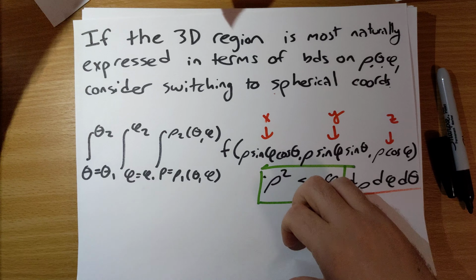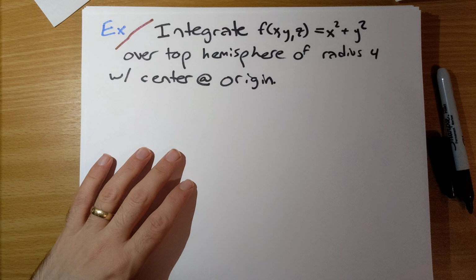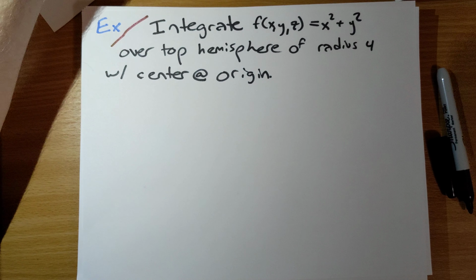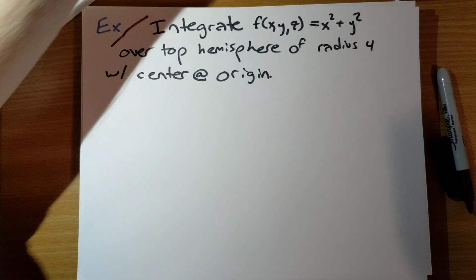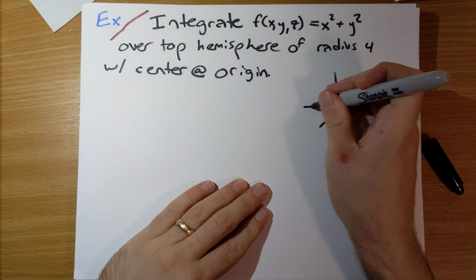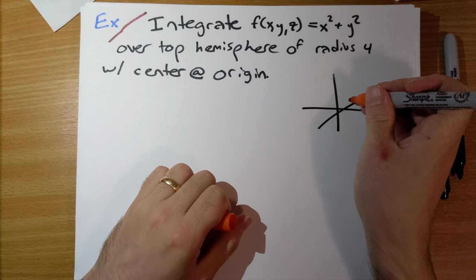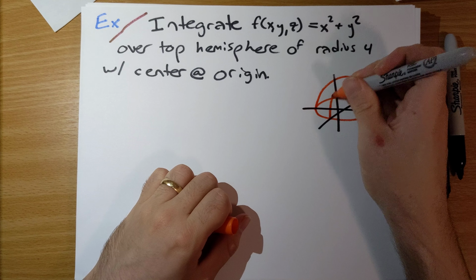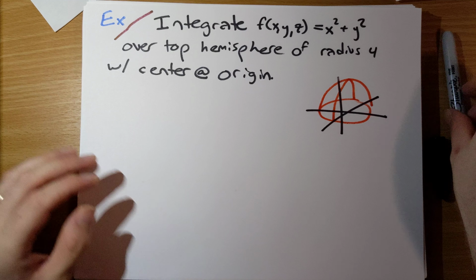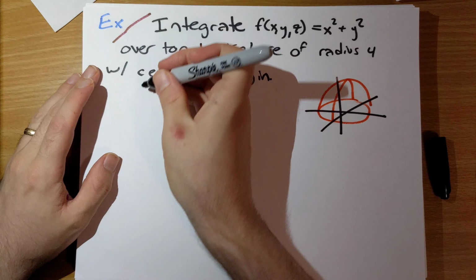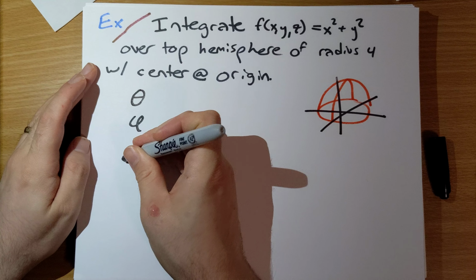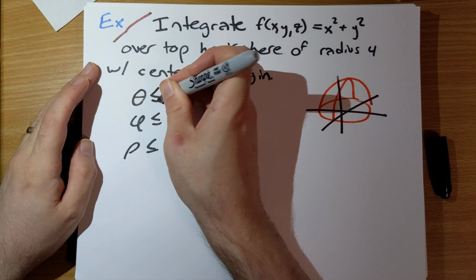So let's integrate f of x, y, z is x squared plus y squared over the top hemisphere of radius 4 centered at the origin. An idea here is just going to be the top hemisphere, not the bottom of the sphere, but just the top hemisphere. What are our bounds? We need bounds on theta and phi and rho.